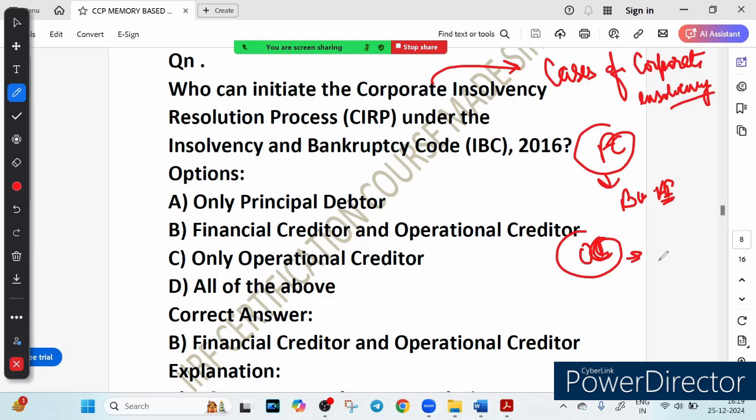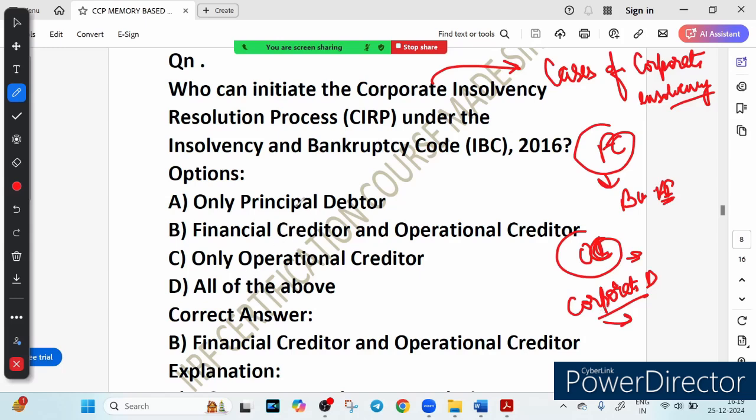This is an example of an operational creditor. And the third is the corporate debtor. So the corporate debtor can also initiate the CIRP. The company or debtor itself can voluntarily initiate CIRP if it is unable to pay its debt under the voluntary insolvency provision. This is typically done to seek legal protection and work toward resolution.